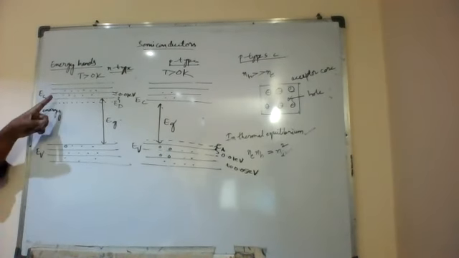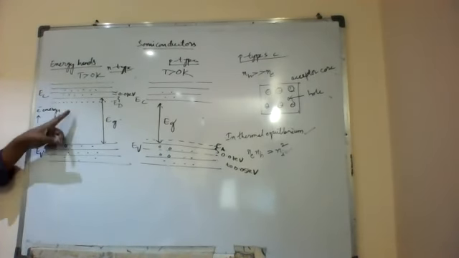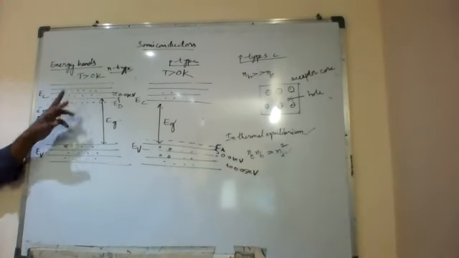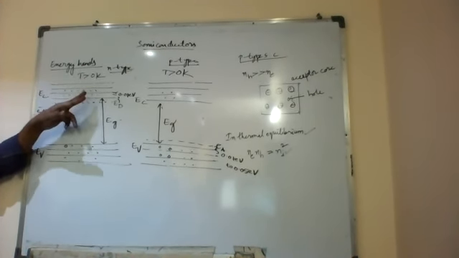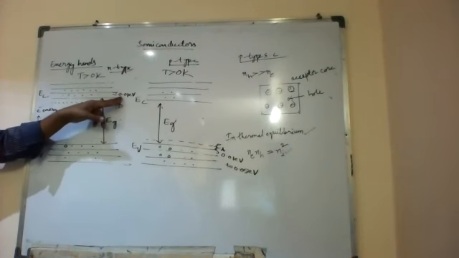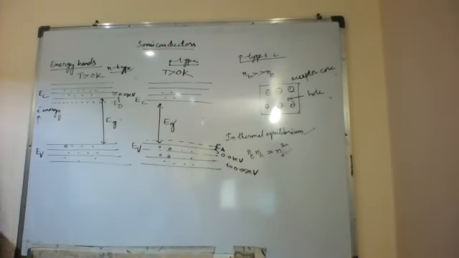Now what is happening here? If you give little energy, electrons are ready to flow to the higher level, to the conduction band. So how much energy is required? Only 0.01 electron volt. That much energy is required.